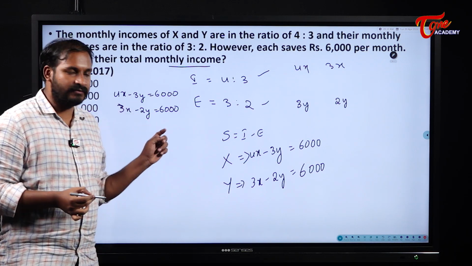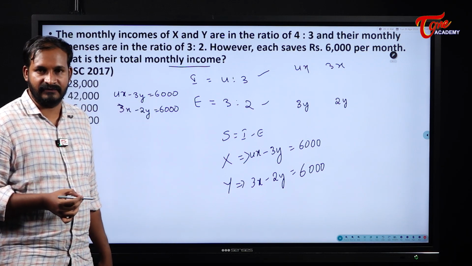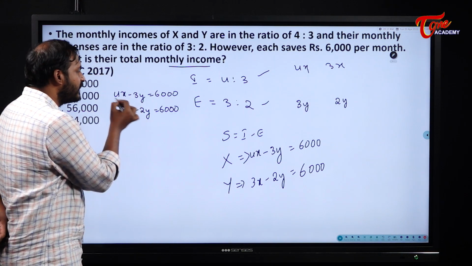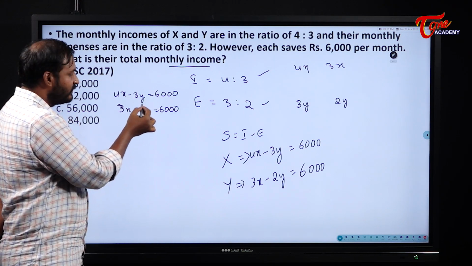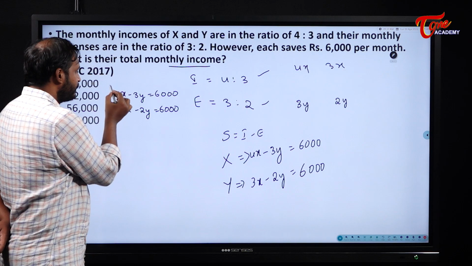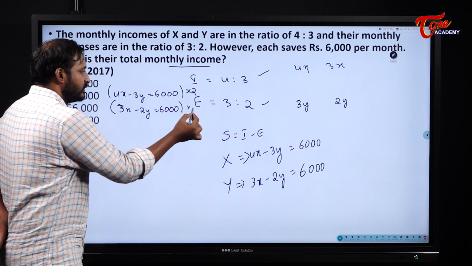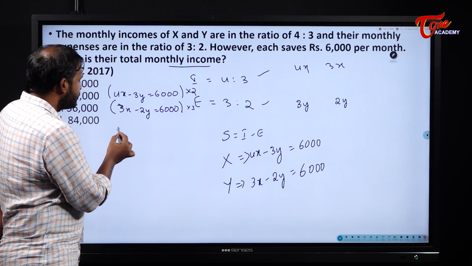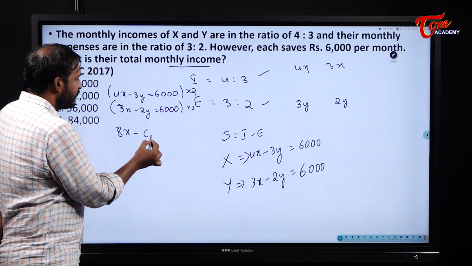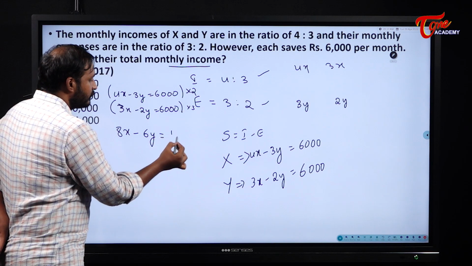By solving these two equations, we will need to eliminate y values here. How can you eliminate? By multiplying the first one with 2 and the next one with 3. I am multiplying this first equation with 2 and next equation with 3. So what will I get here? 8x minus 6y is equal to 12,000.